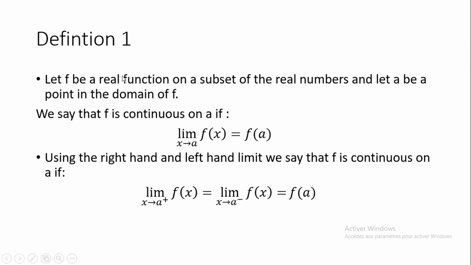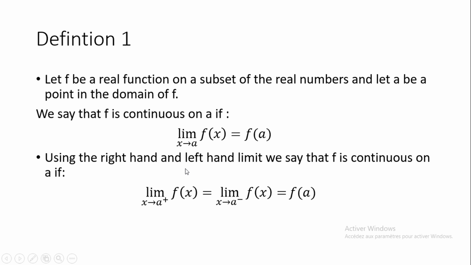So let f be a real function on a subset of the real numbers, and let a be a point in the domain of f. So the first thing, we have a function, a subset of real numbers, and a point of the domain of f. So we say that f is continuous on a if the limit when x goes to a of our function f of x is equal to f of a.